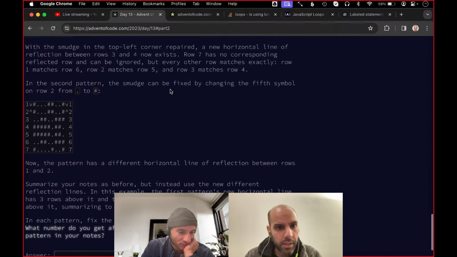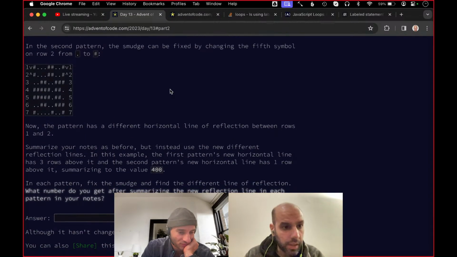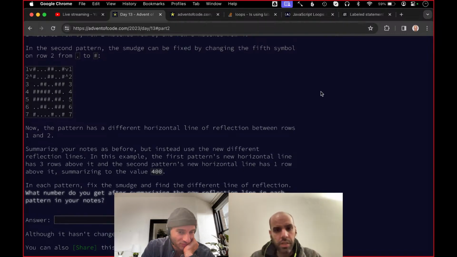In the second pattern, the smudge can be fixed by changing the fifth symbol. Now the pattern has a different horizontal line of reflection between rows 1 and 2. Summarize your notes as before, but instead use the new, different reflection lines. In this example, the first pattern's new horizontal line has 3 rows above it, and the second pattern's new horizontal line has 1 row above it, summarizing to a value of 400. How so? Because now both are horizontal. In the pattern, fix the smudge and find the different lines of reflection. What number do you get after summarizing the new reflection lines?